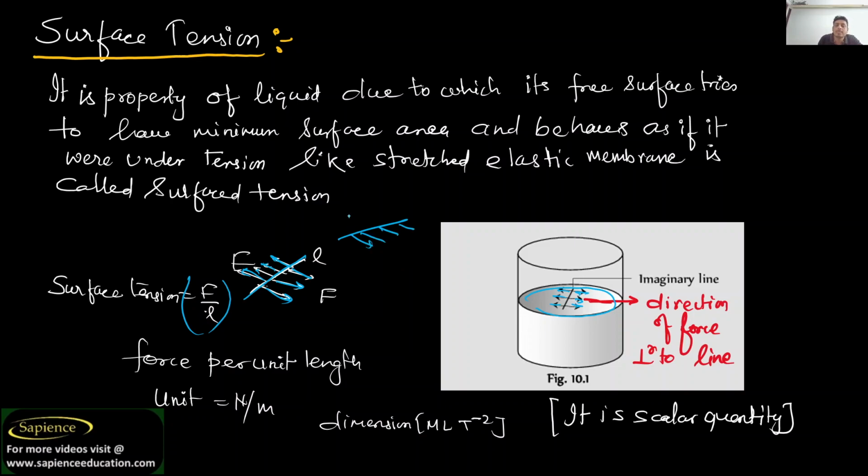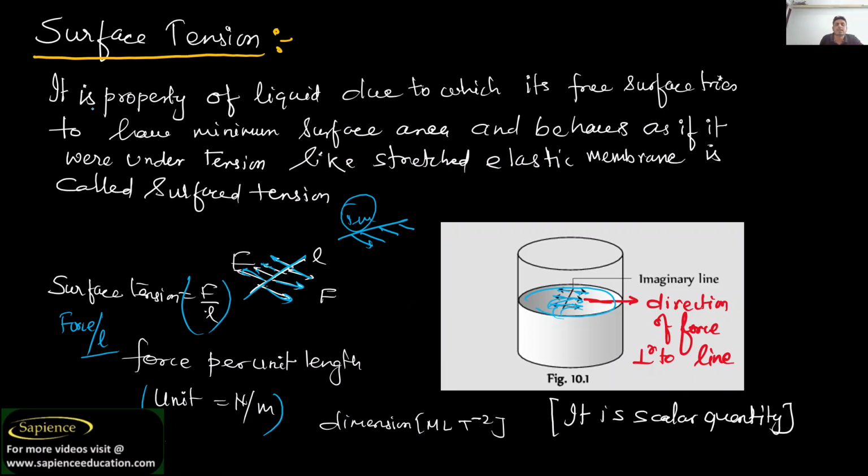Unit length means 1 meter length. Okay, unit. I am talking about unit length. And if you define surface tension, its unit will be Newton per meter. So surface tension can be defined as force per unit length, force acting per unit length on any liquid body, and it should be on the surface only, because this is a surface phenomenon.